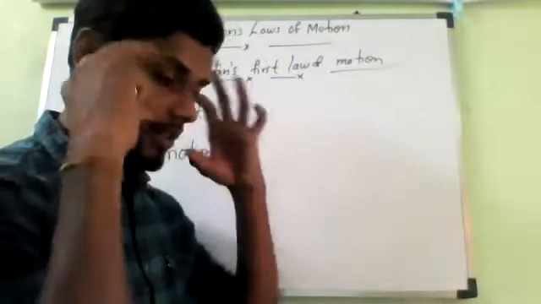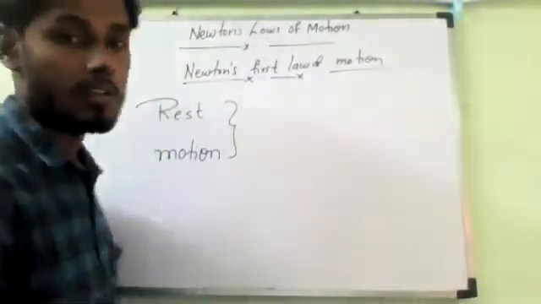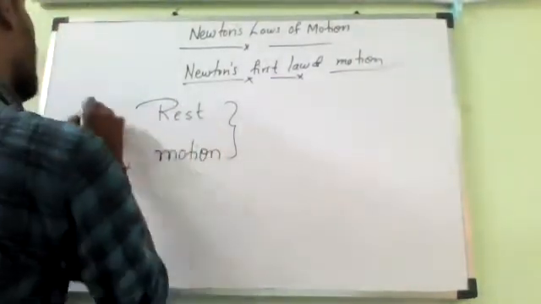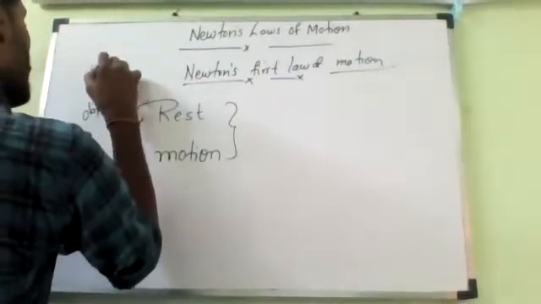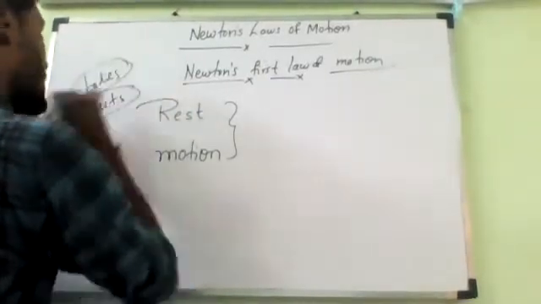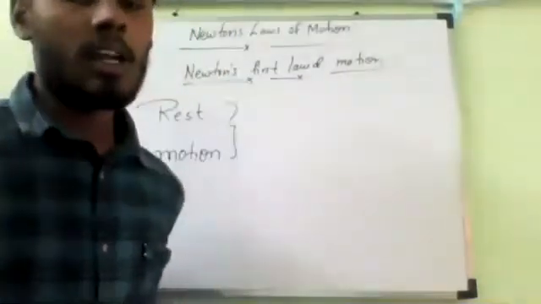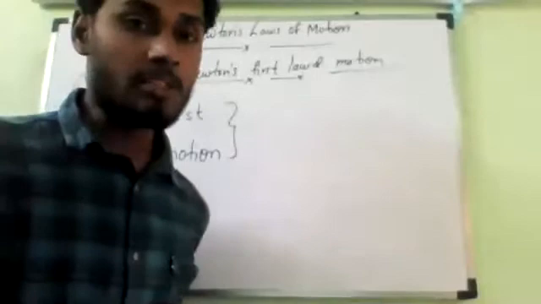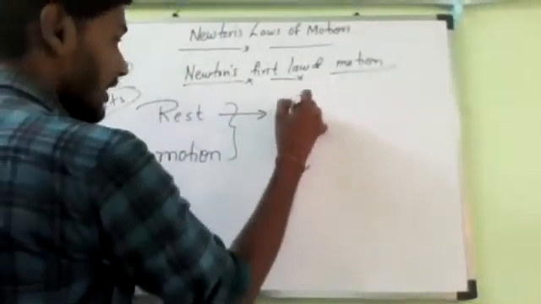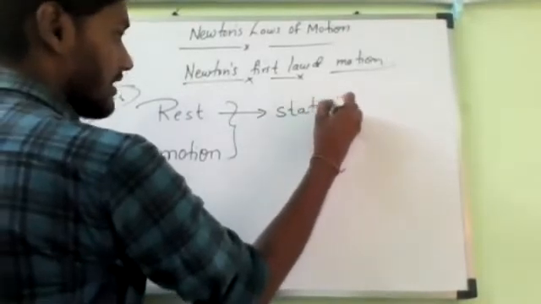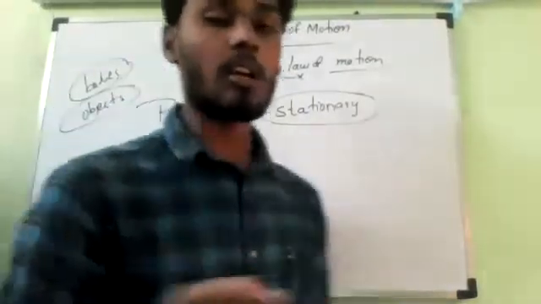Now, try to understand very, very carefully. Some of the bodies around us are at rest. Bodies, or else we can call them objects, both are the same. Few times I will use bodies and few times I will use objects. In our surroundings, some bodies are at rest, which means they are stationary. Stationary position means they are always at a constant position. They are not moving anywhere.